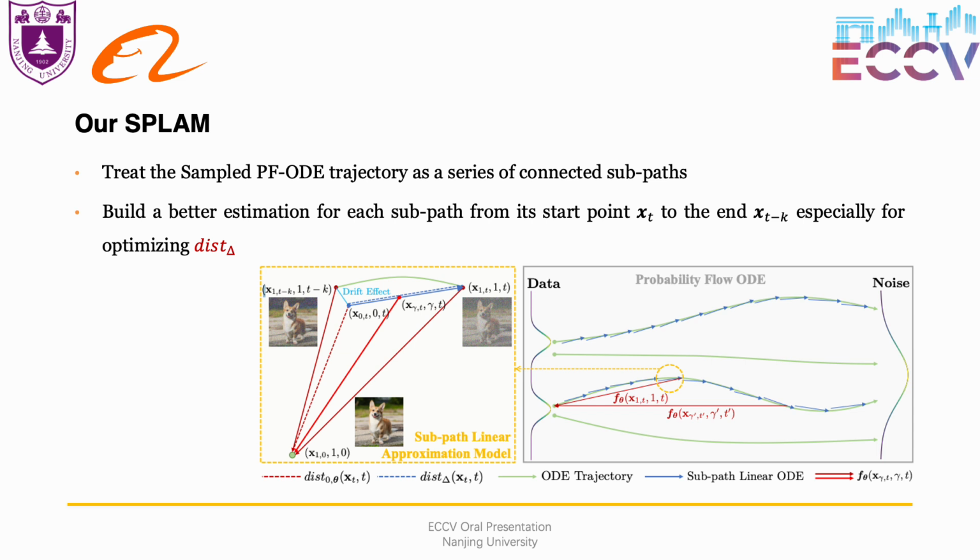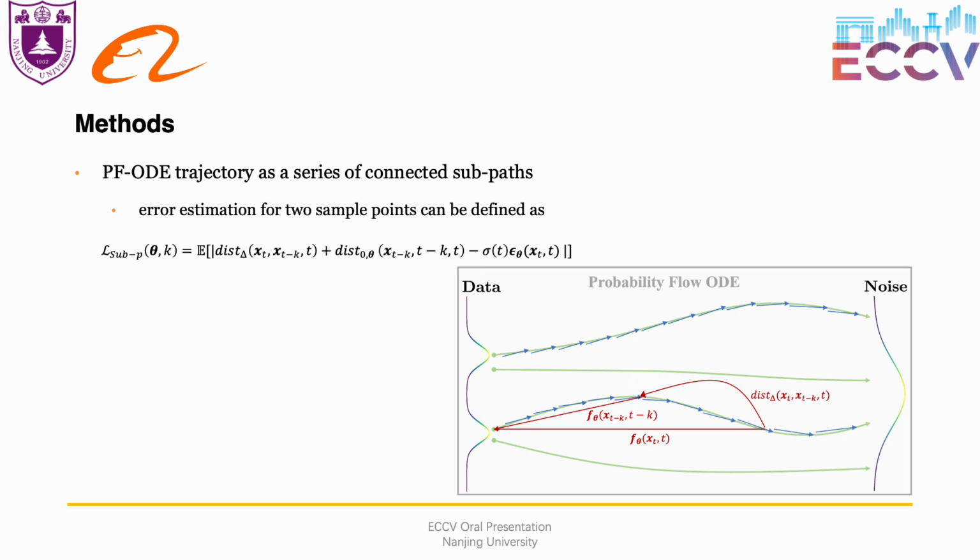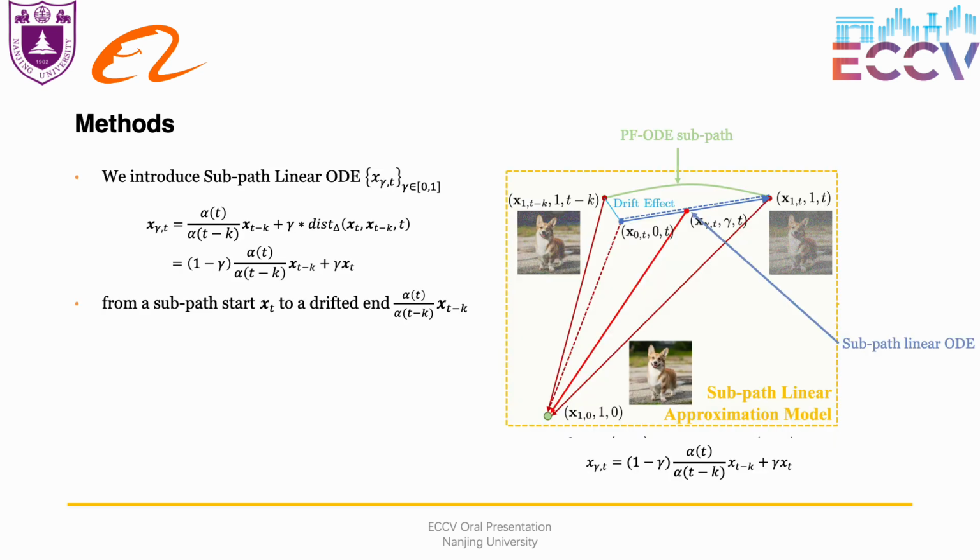Here, we redefine the optimized error at each time step as a learning objective for the subpath determined by two sample points. It's evident the distance delta can occupy a significant portion of the optimization process, as shown in this figure. To prevent an uncontrollable increase in this error, we introduce an additional approximate ODE in this paper to help the learning. The additional subpath linear ODE can be defined as follows.